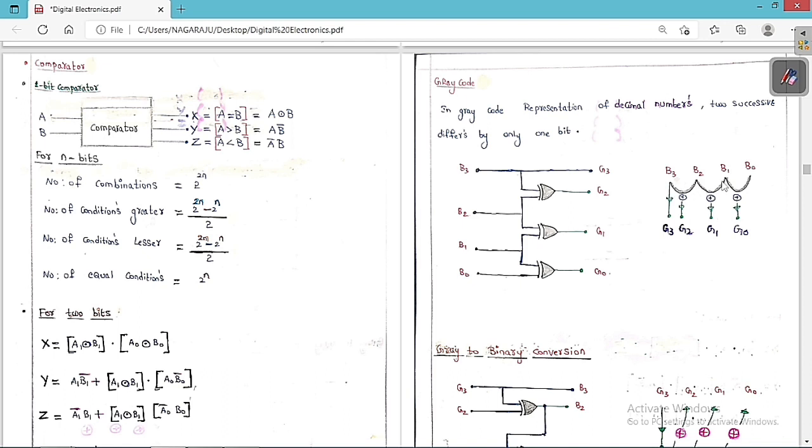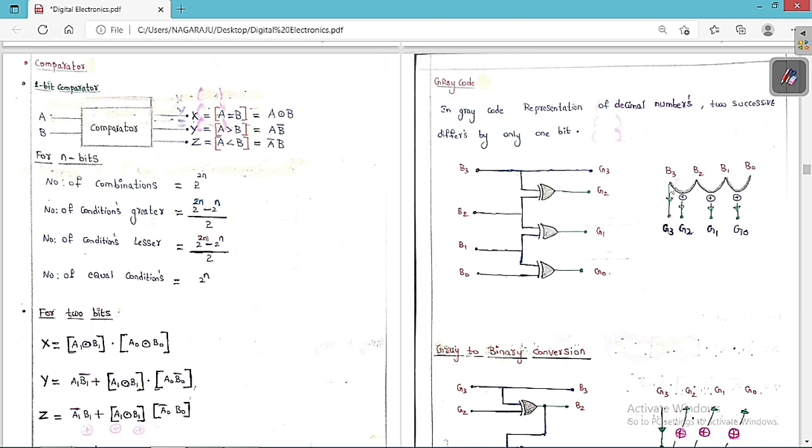So you have to write in this manner, in this fashion, and take it as it is. J3 is equal to B3, J2 is equal to B3 XOR B2, J1 is equal to B2 XOR B1, and J0 is equal to B1 XOR B0. This is the point that you always have to keep in your mind.